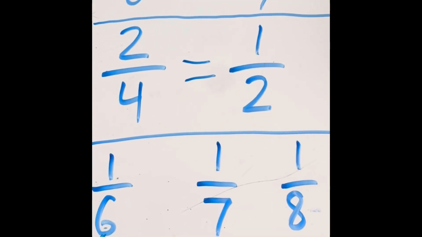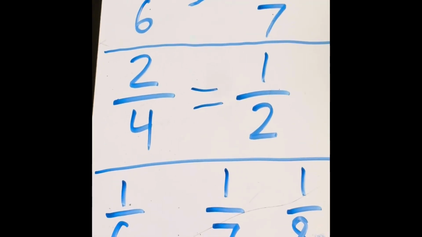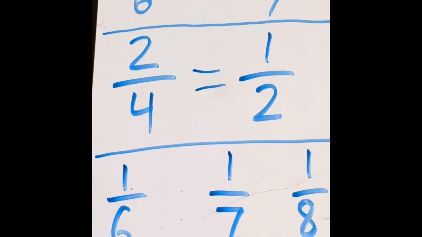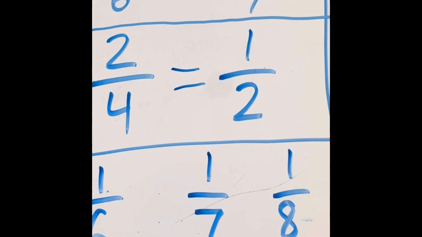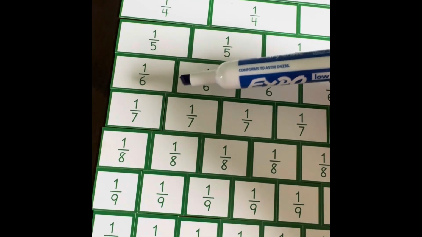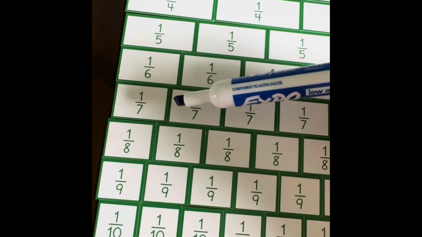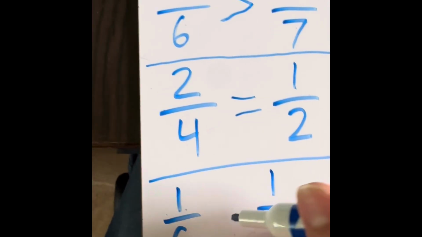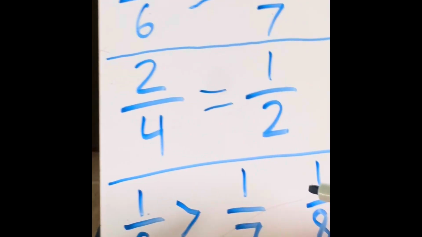Now for the next two, I have 3 fractions, and we are going to compare all 3 of them. So we have 1/6, 1/7, and 1/8. Let's go look up here. 1/6 is greater than 1/7, and 1/7 is greater than 1/8. So we'll just use 2 greater than symbols here. Greater than and greater than.